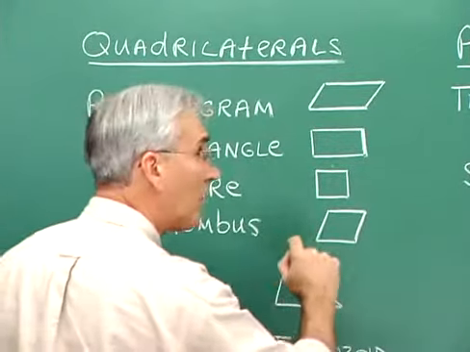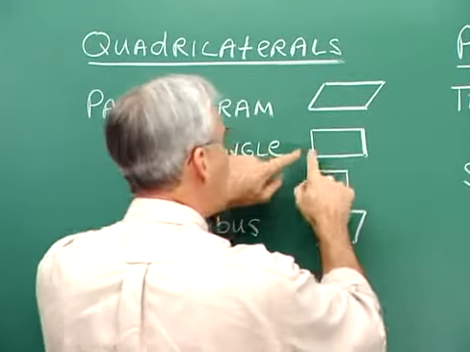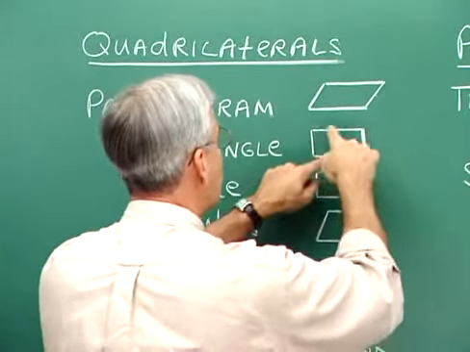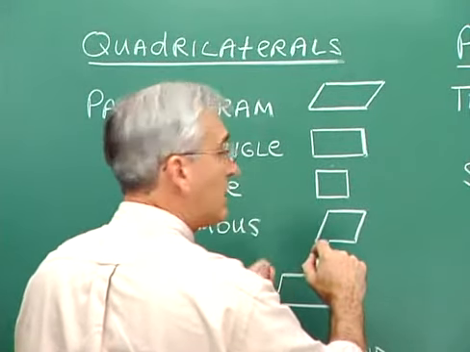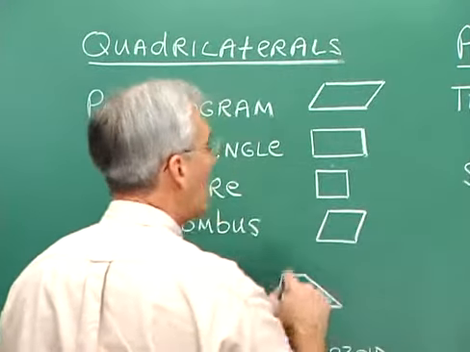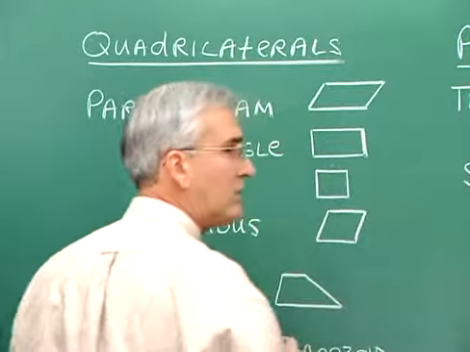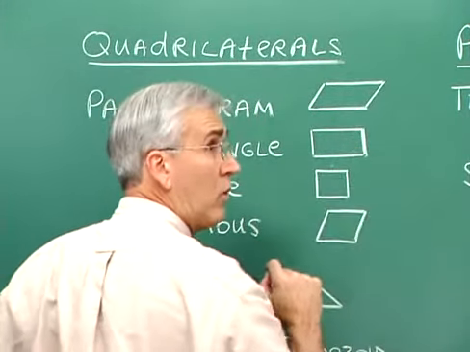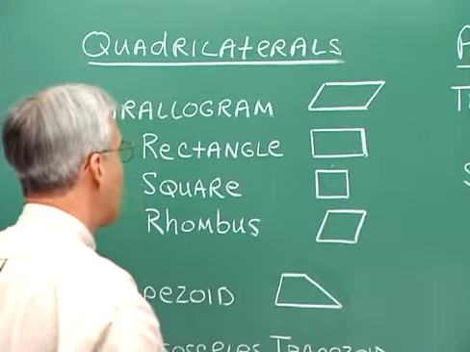It's a parallelogram in which one of the angles is a right angle, you see, because after all, we have all of these characteristics: opposite sides are parallel, opposite sides are equal to each other, opposite angles are equal to each other, but more than that, all of the angles are equal to one another. They're all right angles, you see, for the rectangle.